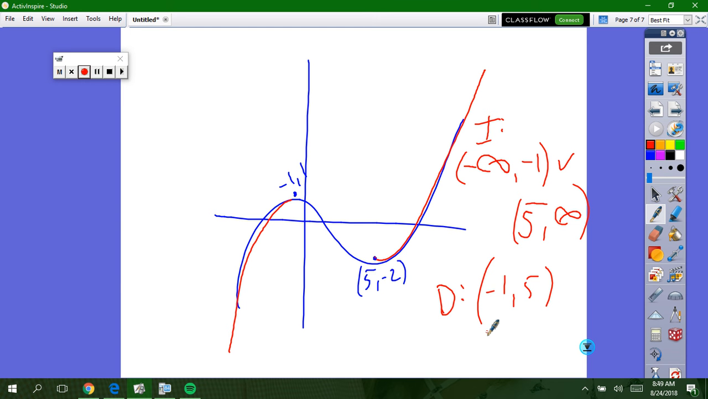Everybody with me on that? Yes, ma'am? No, ma'am, because once again, brackets means what? Include. So that's kind of like that same thing. When I get to the top, am I really there? Does that make sense to me?